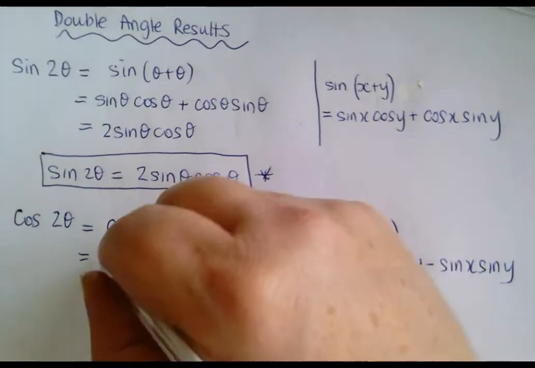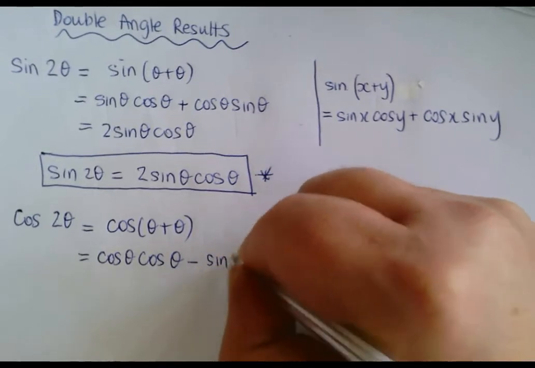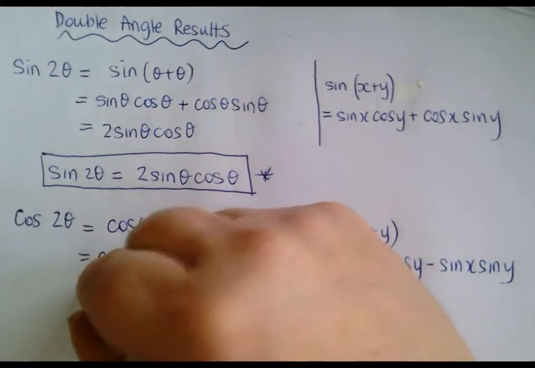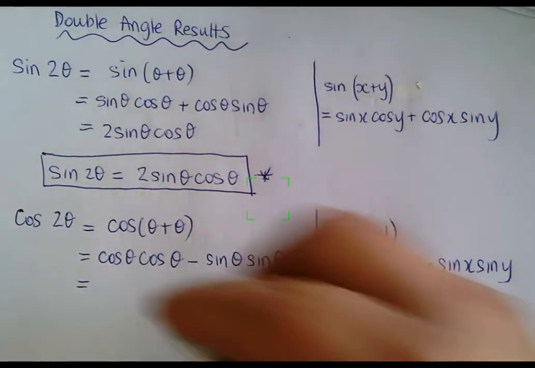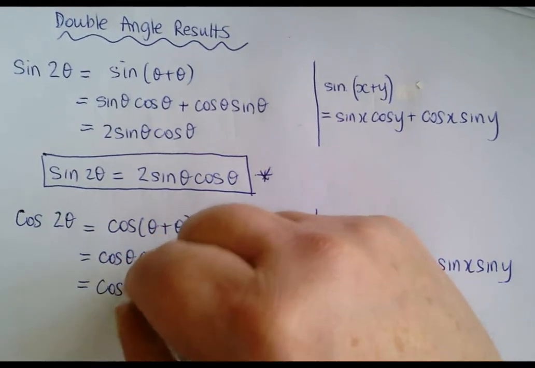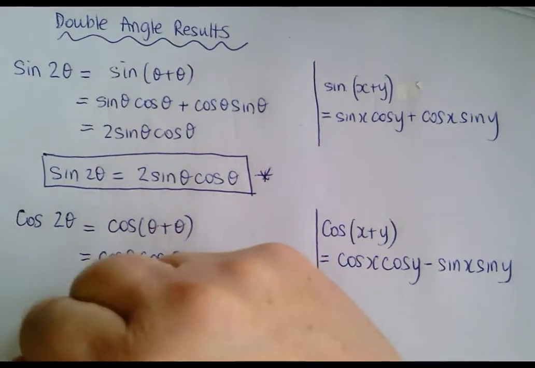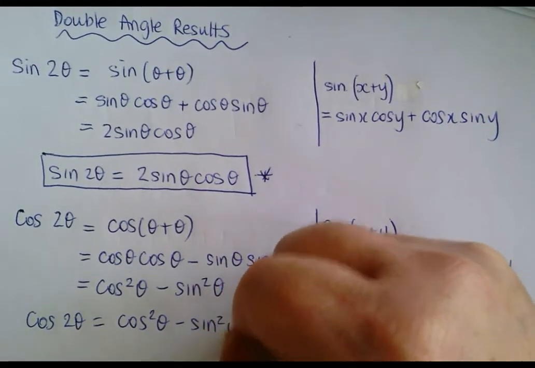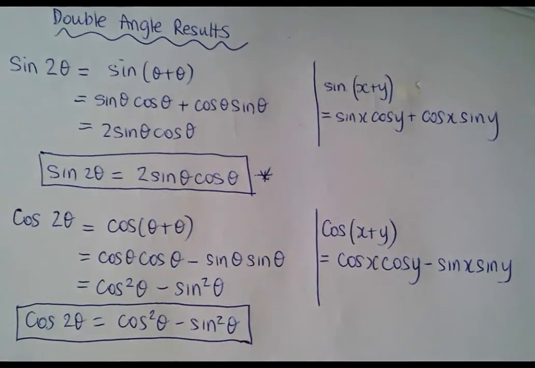Now, using this result, isn't that cos of the first angle, cos of the second angle, minus sine of the first angle, sine of the second angle? How can you write that? Cos theta cos theta minus sine theta sine theta. Isn't that really just what? Cos theta times cos theta is cos squared theta, minus sine squared theta. Now that's our first result for cos of 2 theta. It's cos squared theta minus sine squared theta. But there are three results that we use for cos 2 theta. That's the first one.